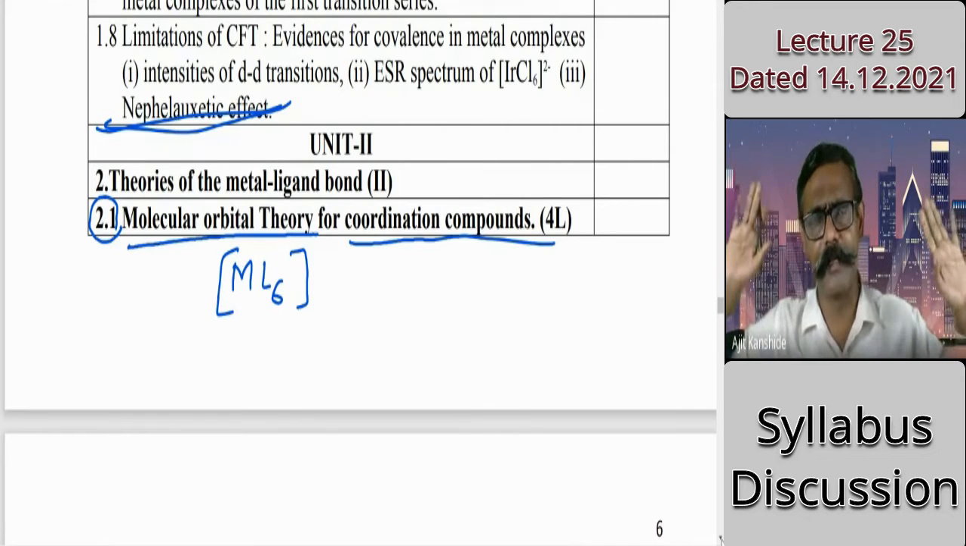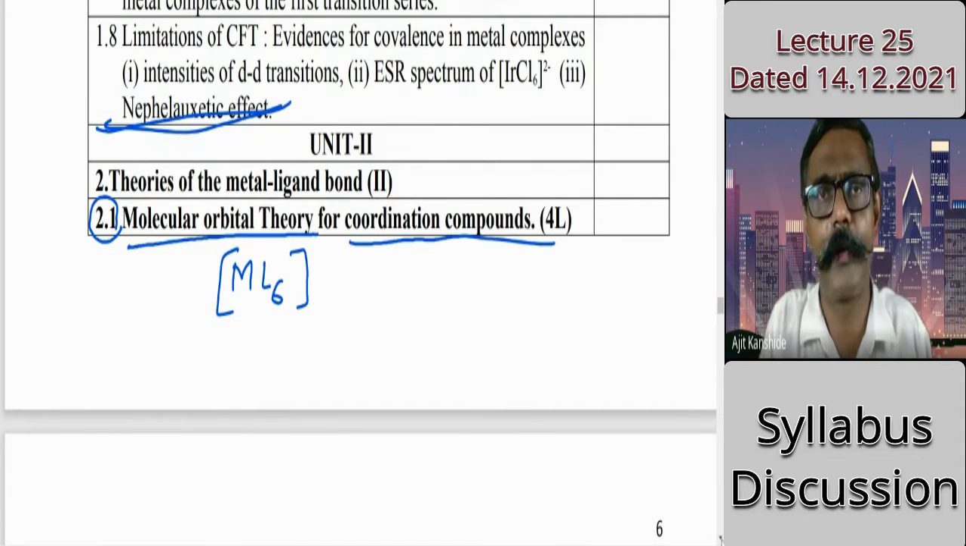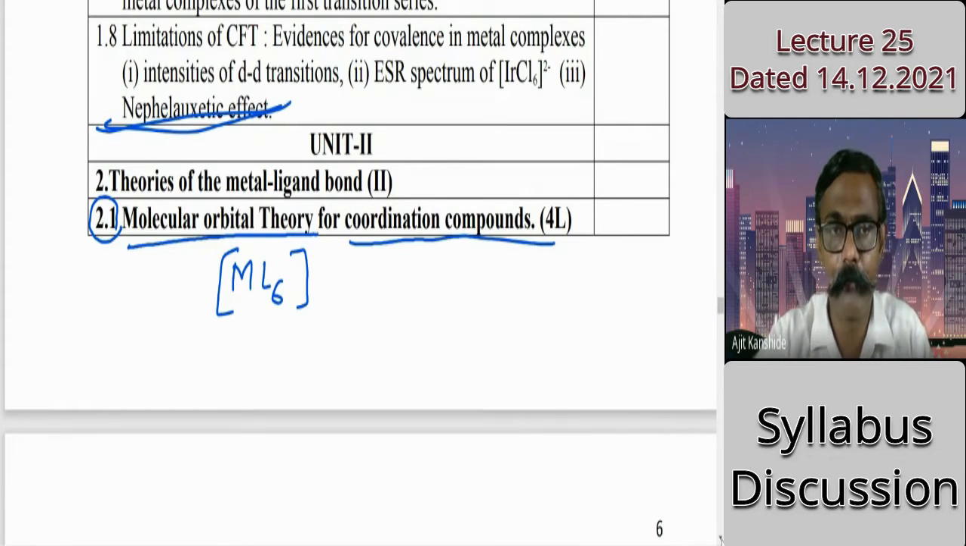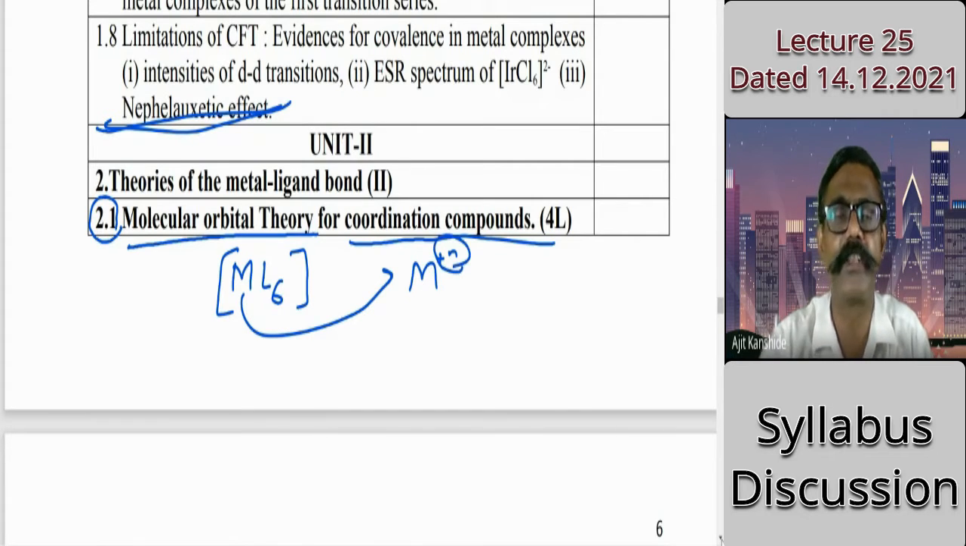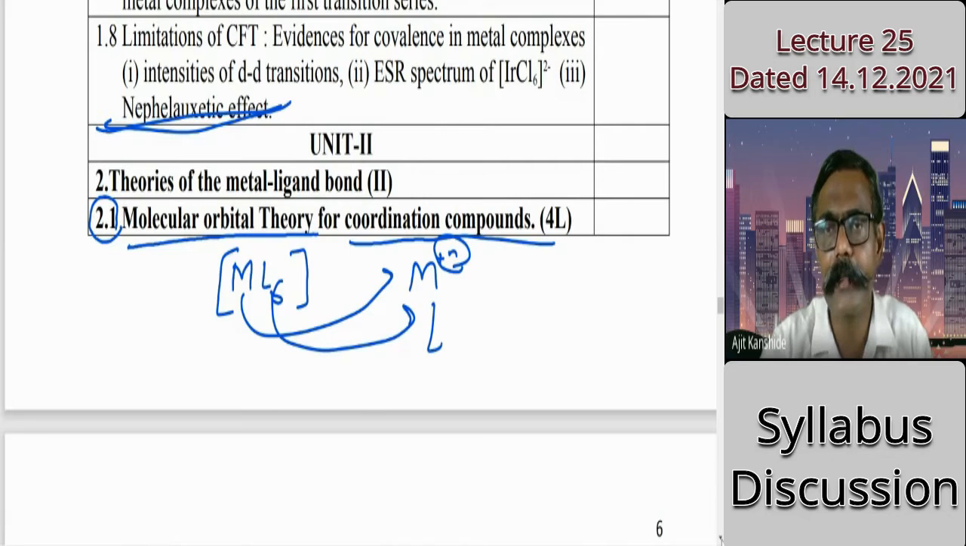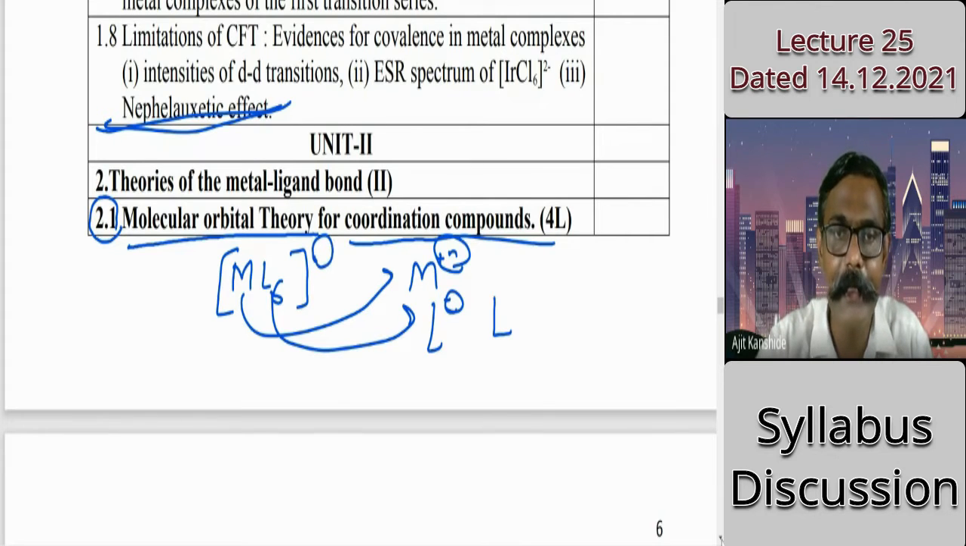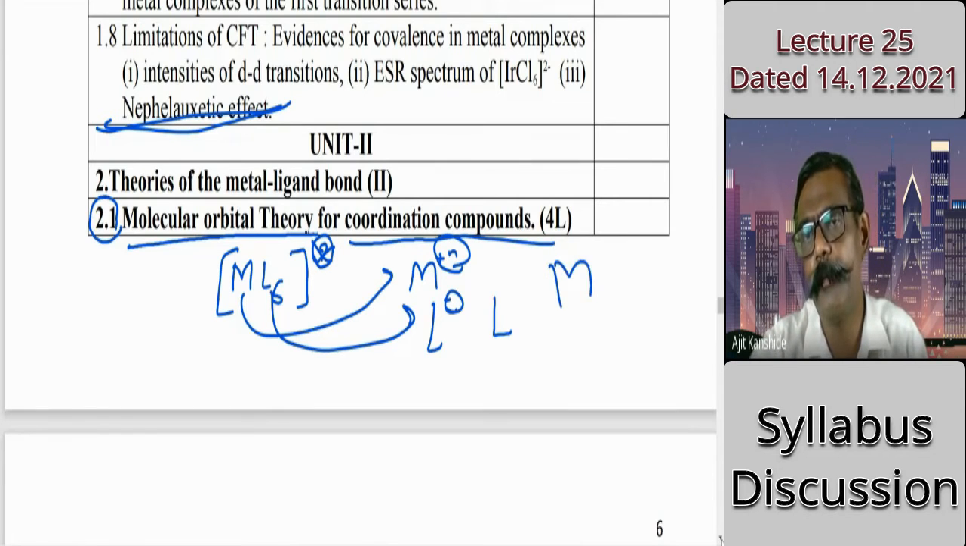Generally, I am representing the formula for an octahedral complex as ML6, where M is a metal ion. Actually, charge remains on that, but I am neglecting this charge. L, the ligand, can be negatively charged or neutral, but for the time being I am neglecting that charge. This complex ion can carry a charge, but I am neglecting it for now. So generally I am saying ML6 is the octahedral complex.